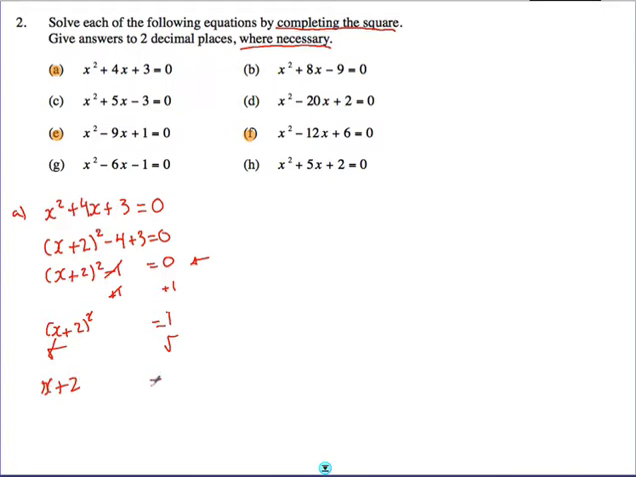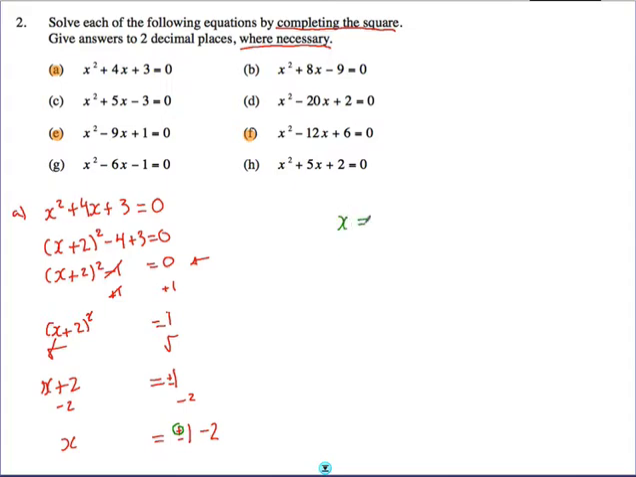x plus 2 is equal to, the square root of 1 is just 1, but it's going to be plus or minus 1. Subtract 2, so you're left with x is equal to plus or minus 1 minus 2. And let's take a look at the solution when x is a plus. Sorry, this 1 is a plus.